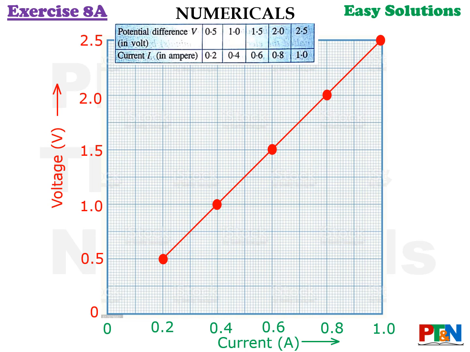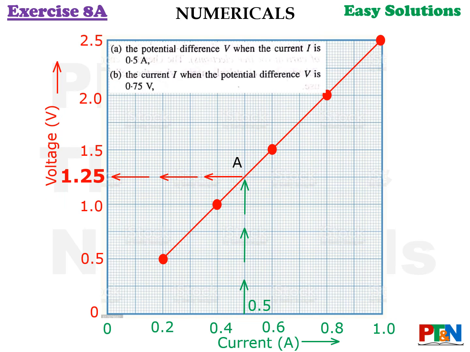Now you need to get the answers to the other questions. First one, it says you need to find the potential difference V when the current is 0.5 ampere. On the current scale, you look at 0.5. From that, you move upward and reach the graph, so you reach point A. From point A, you move towards the y-axis and find the value where you reached. That value is 1.25 volt. So the answer to question A is 1.25 volt.